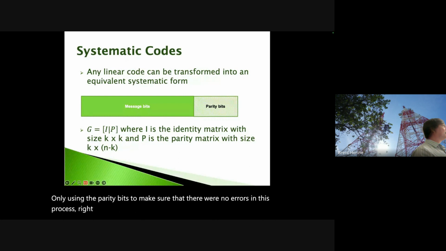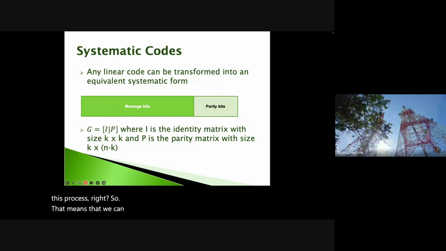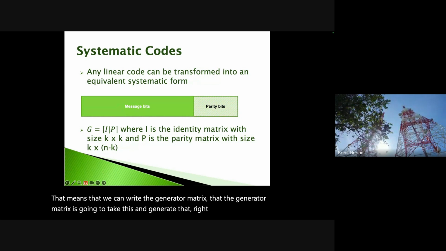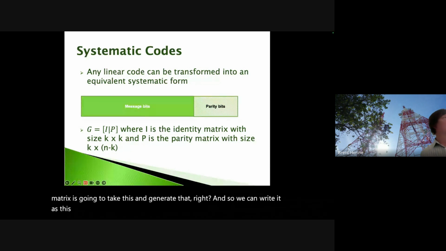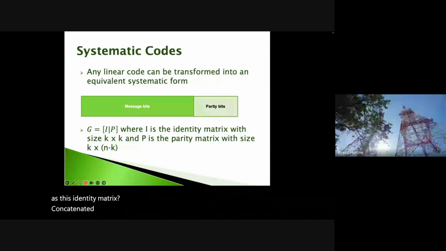So that means that we can write the generator matrix. The generator matrix is going to take this and generate that. And so we can write it as this identity matrix concatenated with a parity matrix. Okay, so I is the identity matrix with size k by k.